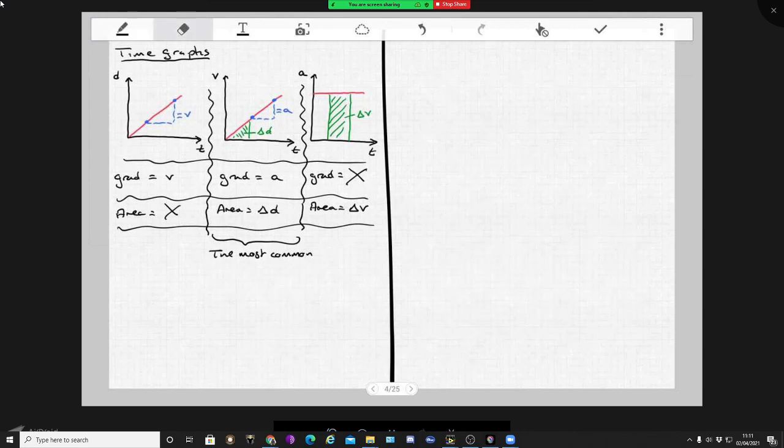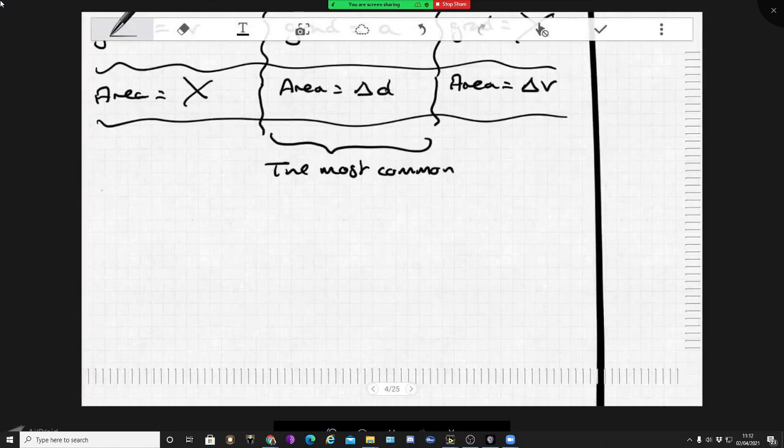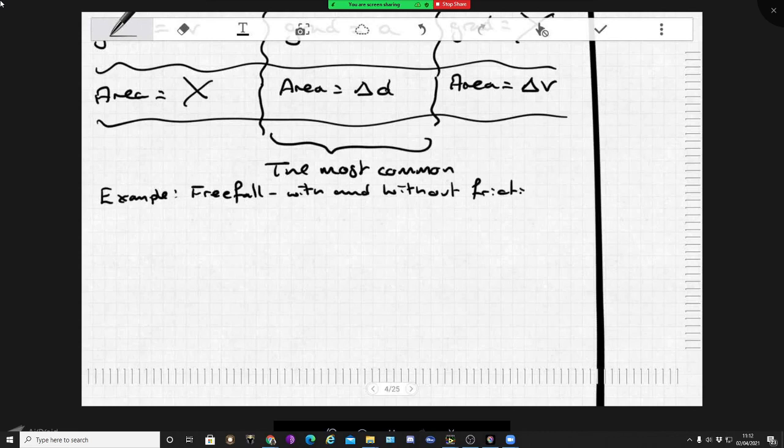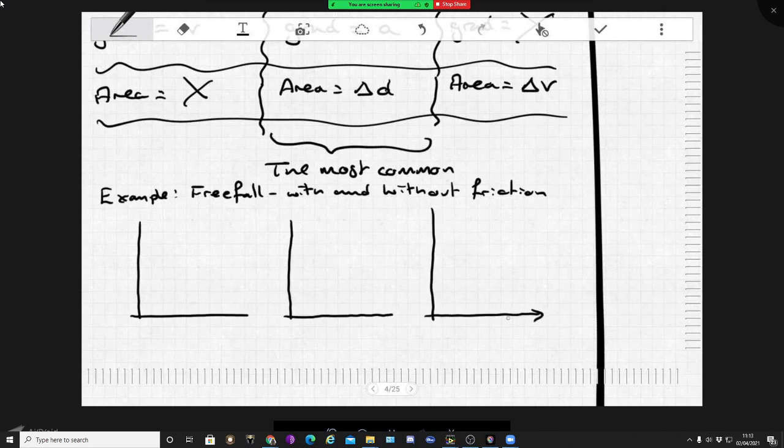Right, okay, so now let's do free fall. Example: free fall with and without friction. And as we said earlier, free fall with friction is not free fall. Distance time, speed time, acceleration time, but now they're going to be linked. They're going to be associated with this situation. The first thing I'm going to do is free fall, no friction. The link between these is going to help us to produce the graphs.